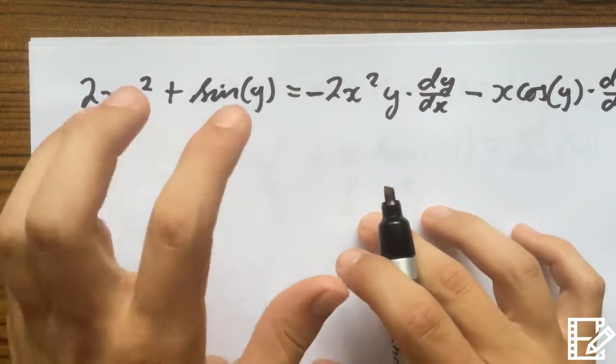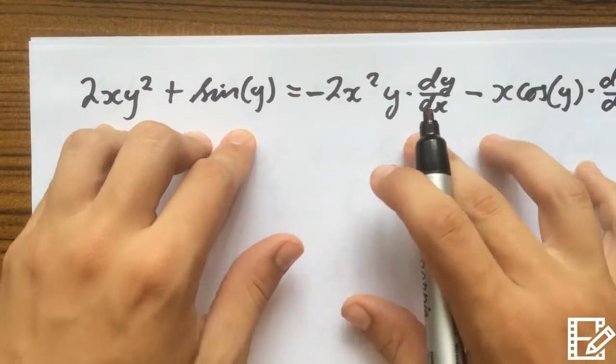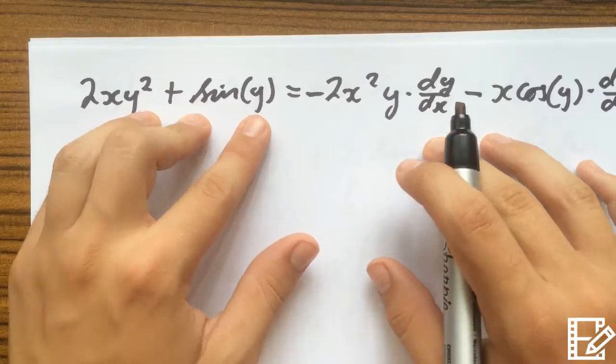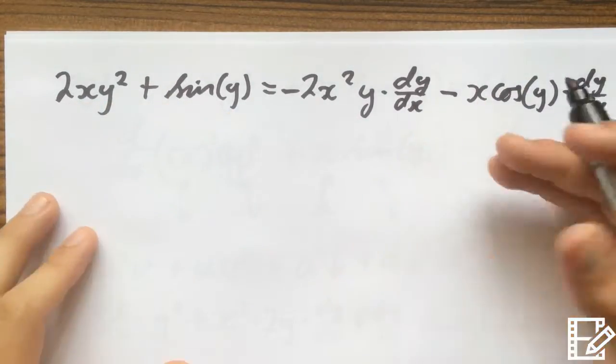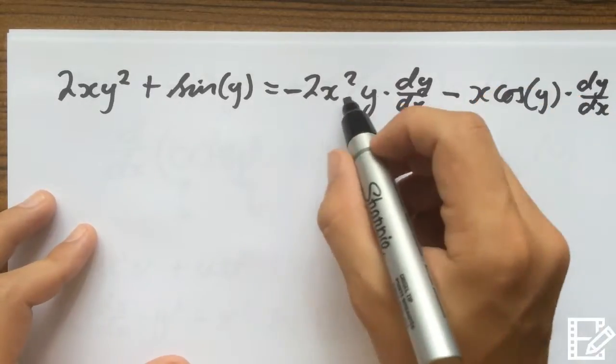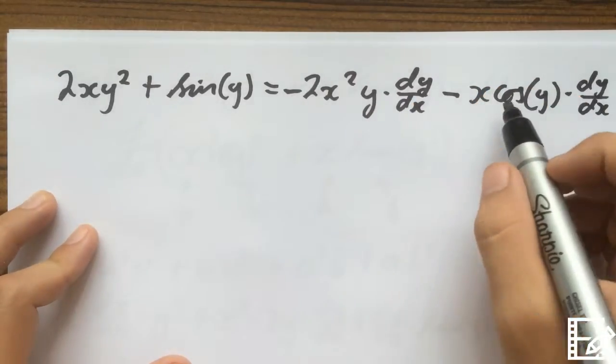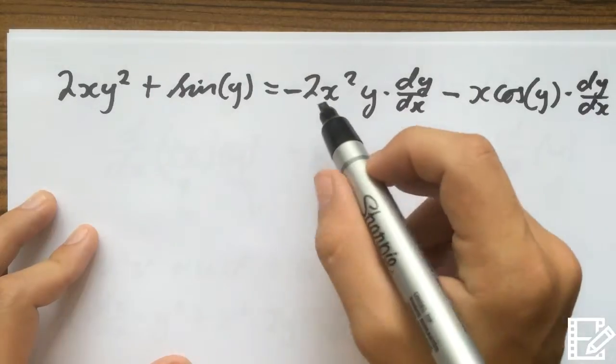So we have what we want on either side. We have the non-dy dx's on this side and the dy dx's on this side. Okay. Now, you notice that we have a dy dx multiplied to this, and then a dy dx multiplied to this. And there's also a negative on either side.